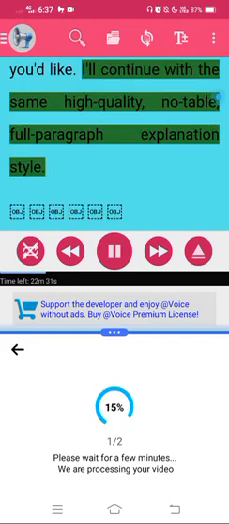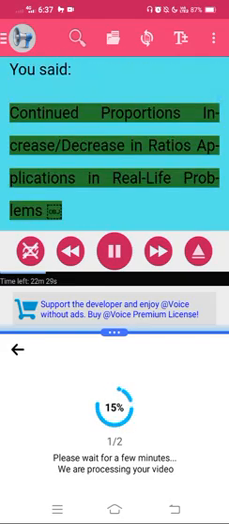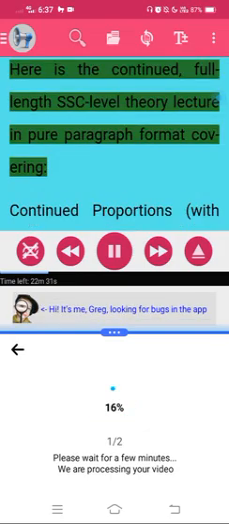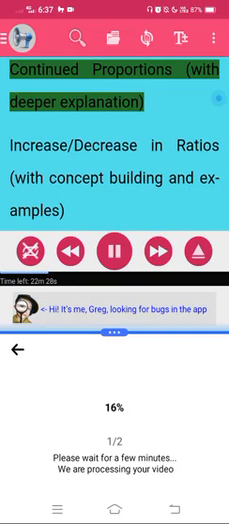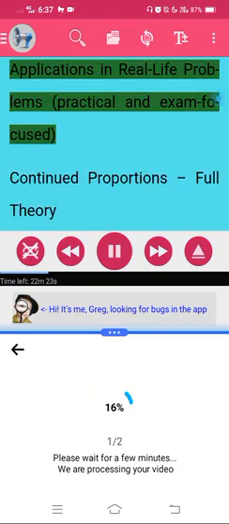Let me know the next topic you'd like. I'll continue with the same high quality, no table, full paragraph explanation style. You said: continued proportions, increase, decrease in ratios, applications in real life problems. ChatGPT said: Here's the continued, full-length SSC level theory lecture in pure paragraph format covering continued proportions with deeper explanation, increase and decrease in ratios with concept building and examples, and applications in real life problems, practical and exam focused.